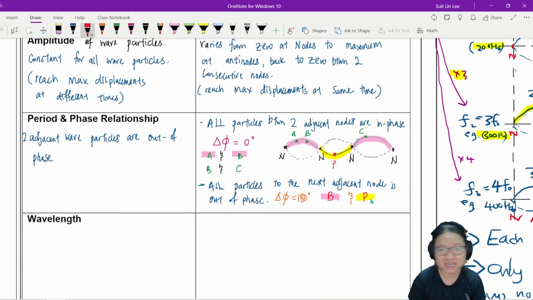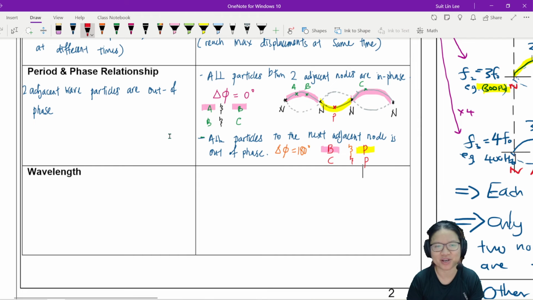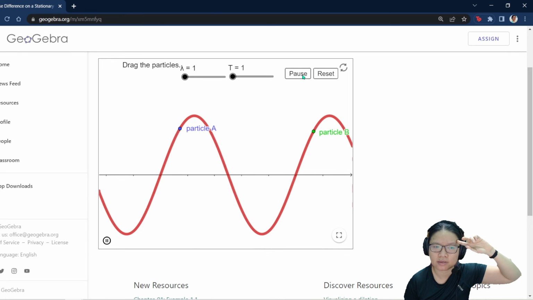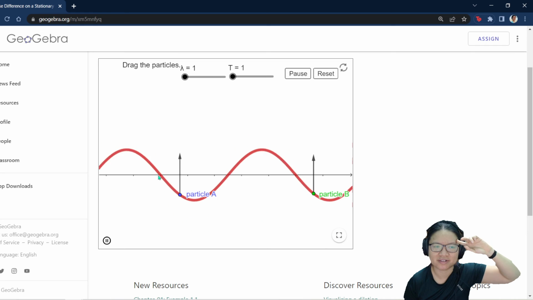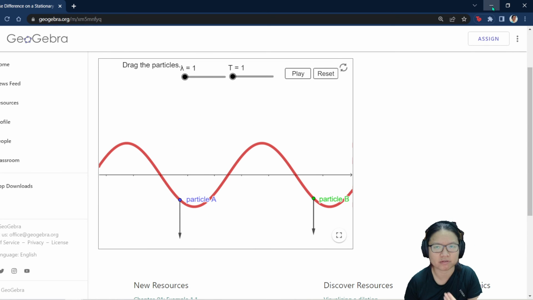Can be A and P, can be C and P, also can, as long as it's opposite loop. Next, particles move to the next adjacent node. So read the objective question or the statement given and evaluate accordingly based on the mental image of this thing. Like these two go down together, then the opposite two come up together, to feel the standing wave in your heart.